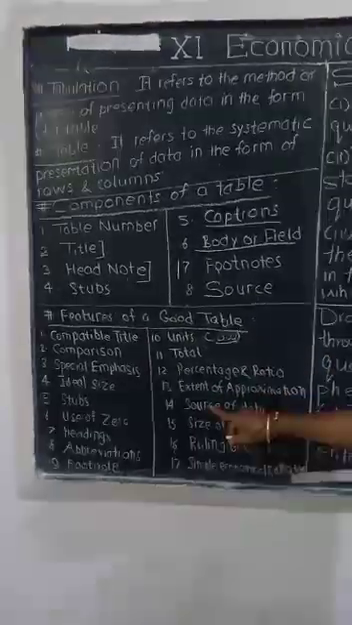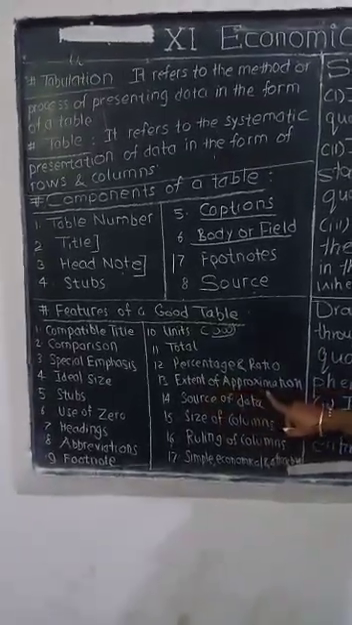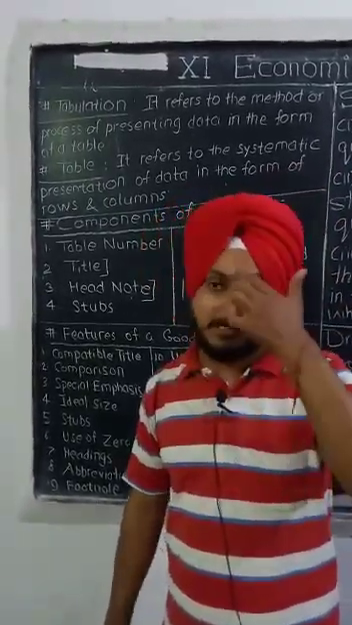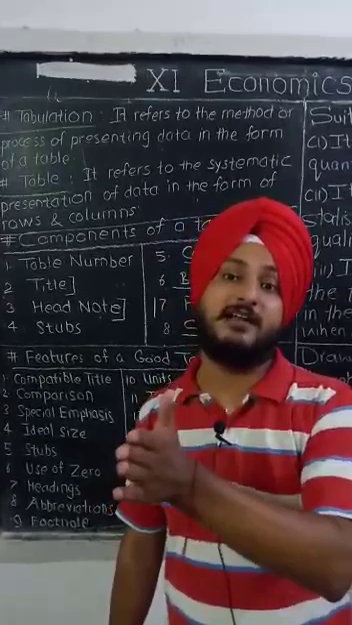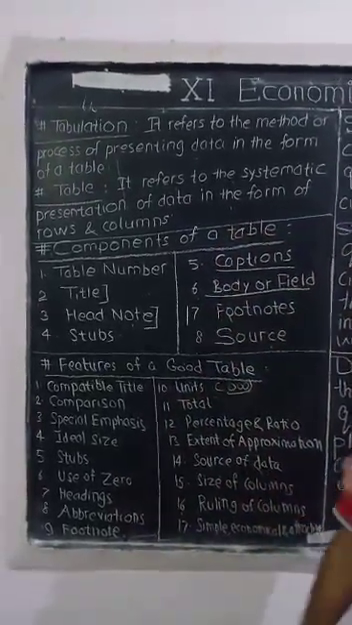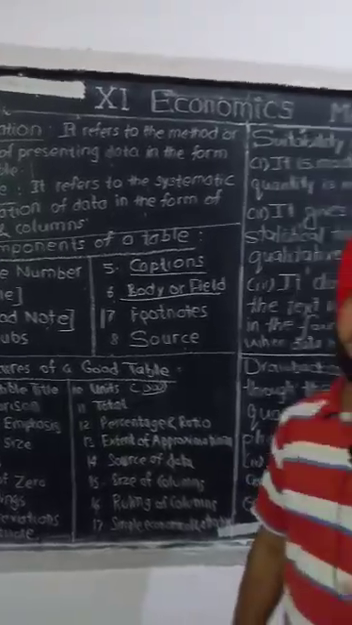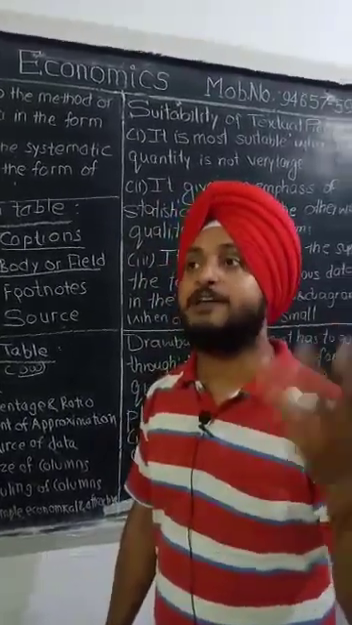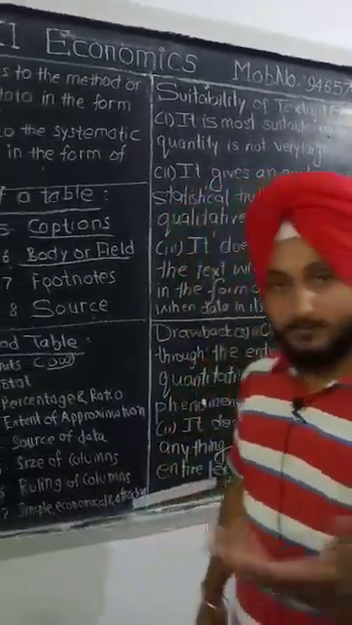First of all, pause this. Yes students, extent of approximation means that whatever data we have in decimals, we can approximate, like 9.89 can be 10. Source of data: from where you are getting the data. The source must be written, whether from a newspaper, from the internet, from Google, from your text, from your book.